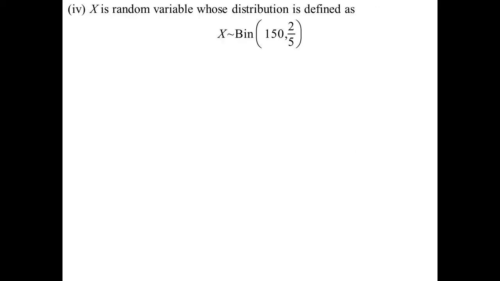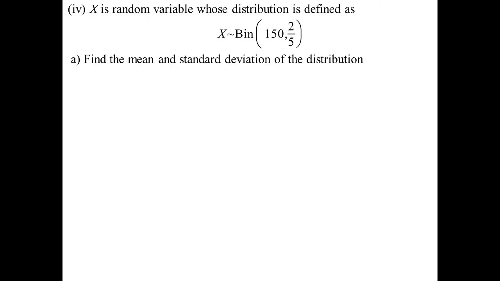0.6. Here's our random variable. It's a binomial distribution. We're repeating the trial 150 times. Probability of success is 2/5. Let's find the mean and the standard deviation of this distribution.